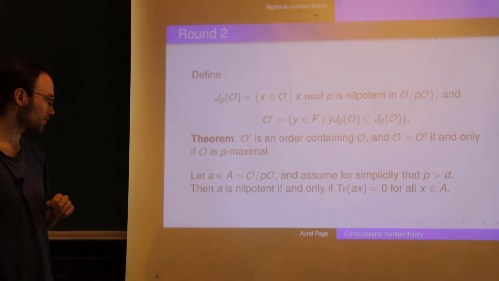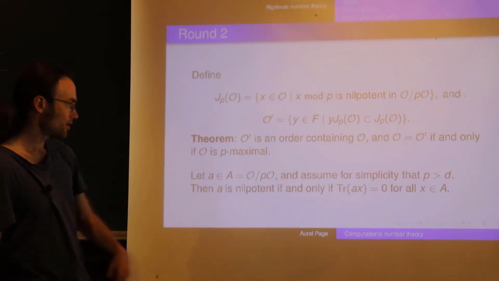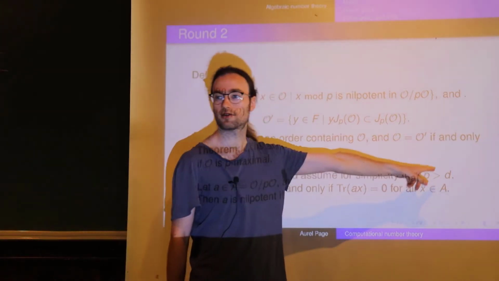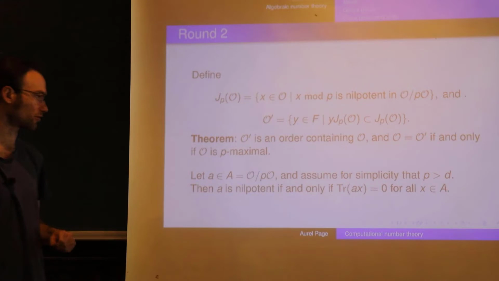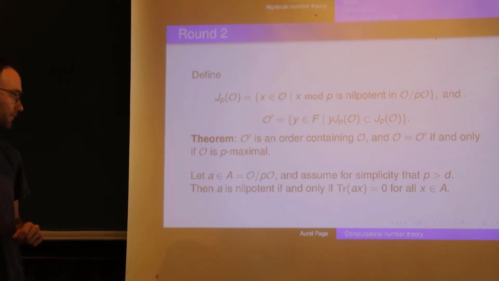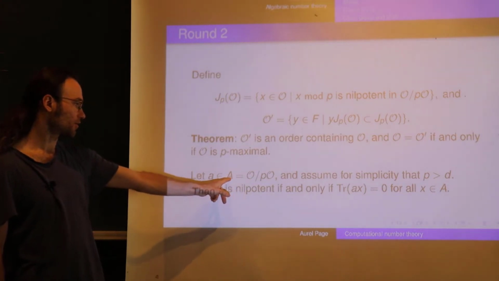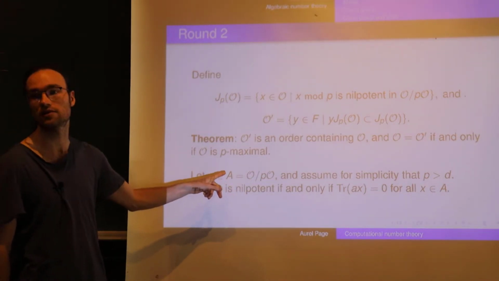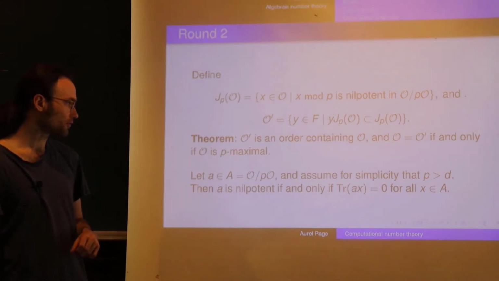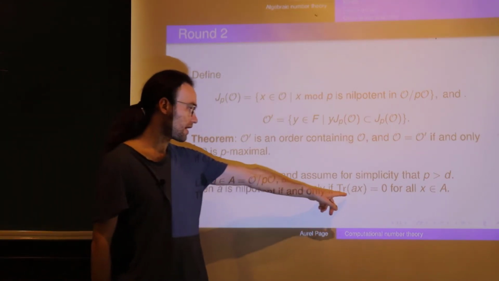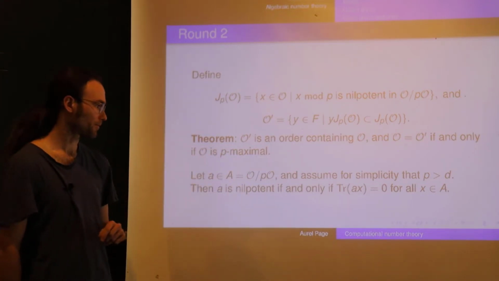And how do you do this? Well, okay, I'm going to just give you the simplest case where P is larger than the dimension. That's just for simplicity. There are variants that work even for small p. Then an element of this, well, in fact, it works for any finite dimensional algebra over Fp. It's nilpotent if and only if the trace of A times x is 0 for all x in A.